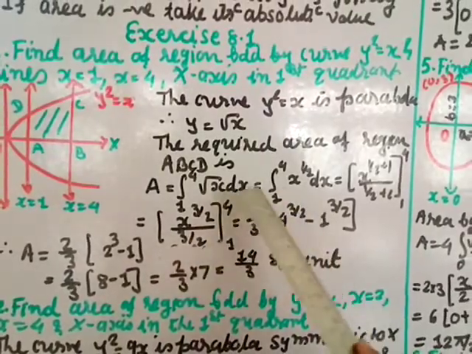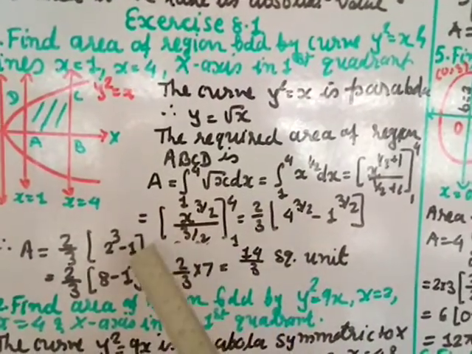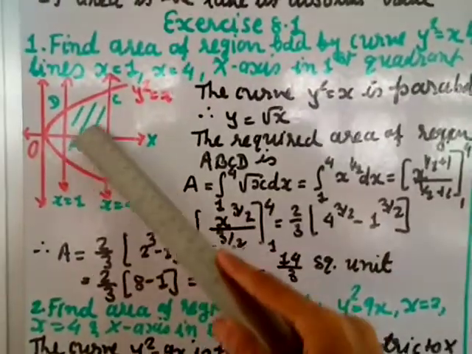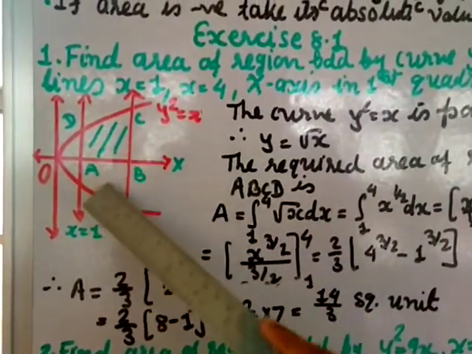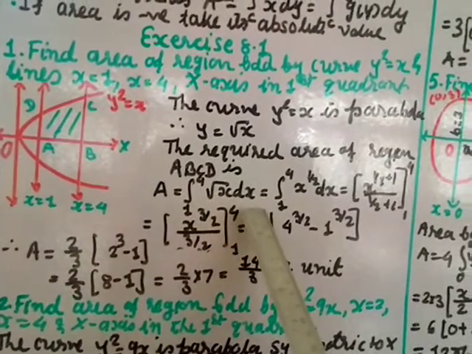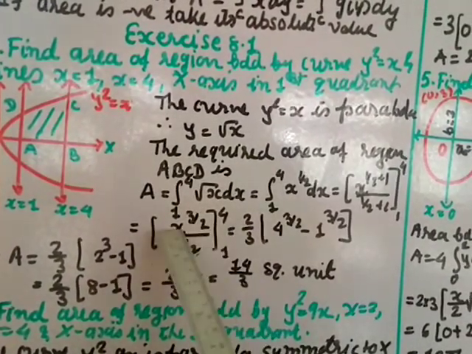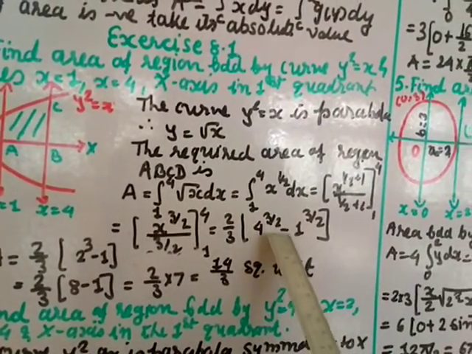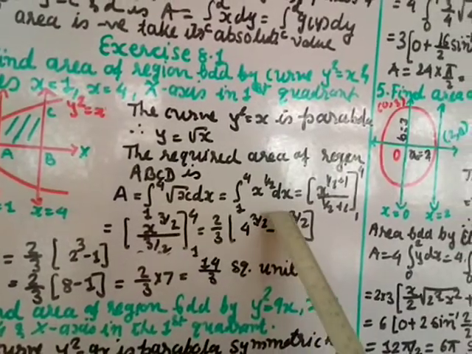Okay, and it is only the first quadrant, so we don't multiply with anything. If they have asked for the total area, then we have to multiply by 2. Now this 3 by 2 I am taking out, so 2 by 3. And I put the upper limit instead of x, so 4 power 3 by 2, minus the lower limit instead of x, so 1 power 3 by 2.